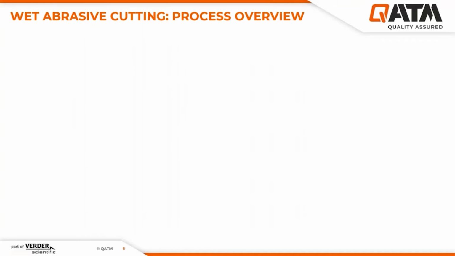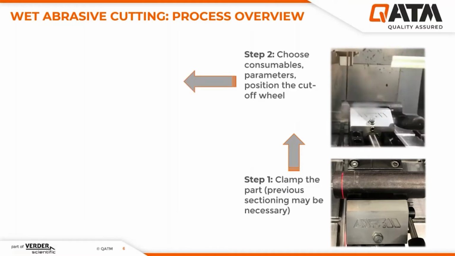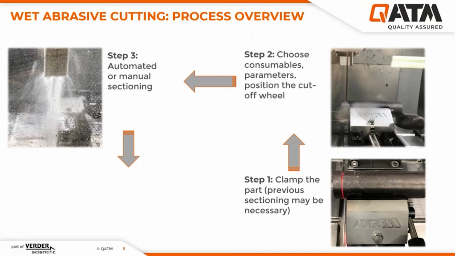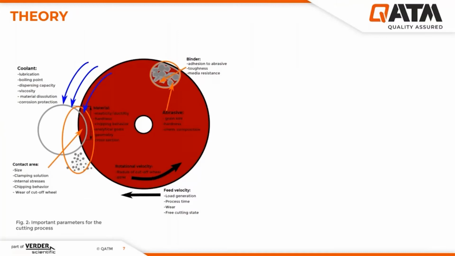But how does wet abrasive cutting work? It's quite simple. At first, you clamp the part, which may have been previously sectioned to fit in the clamping device and the cutoff machine. Then you choose fitting consumables, set correct parameters, and position the cutoff wheel, and finally start the automated or manual sectioning process. And after you have sectioned the sample, you take the sample out, clean it, and do whatever you want with it. But even though on the first glance this cutting process seems quite simple, it isn't.